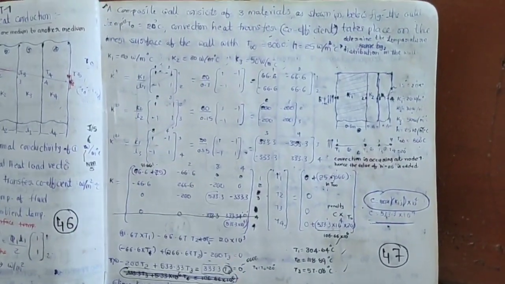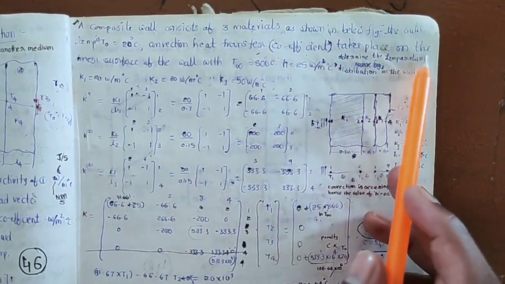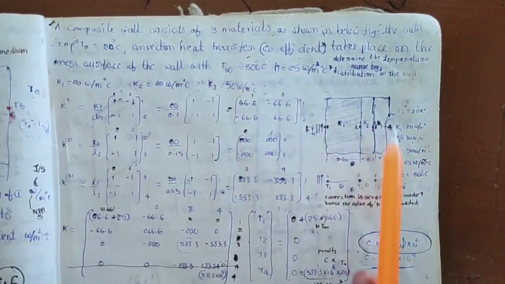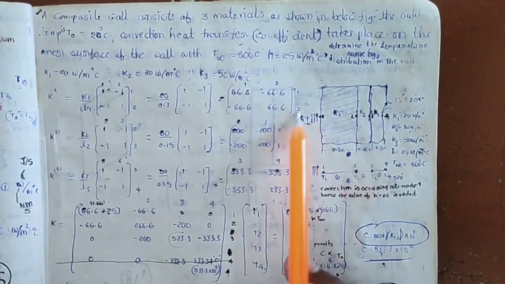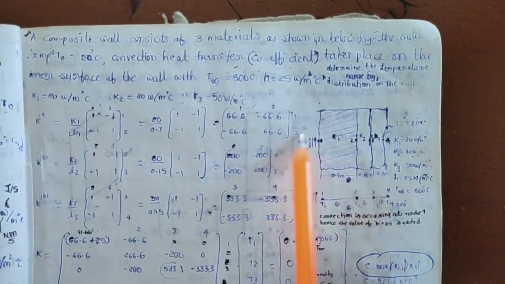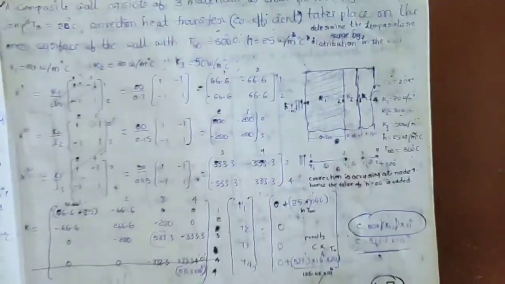Convection heat transfer takes place on the inner surface of the wall with T naught of 800 degrees centigrade. See here, this is the convective temperature, and H is equal to 25 watt per meter square degree centigrade. Here H and T naught are given. Determine the temperature distribution in the wall. Okay, this is the question.